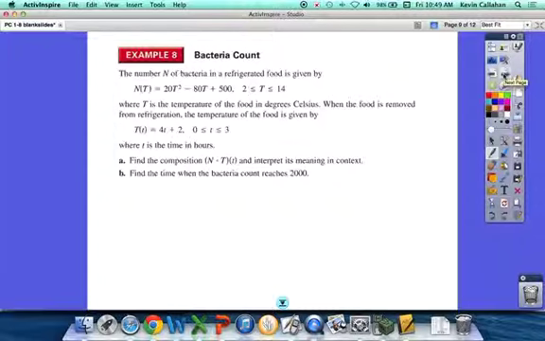Last problem. This is the example 8. Right? So obviously it's going to be about compositions of functions. The number n of bacteria in refrigerated food is given by this equation. Capital N of capital T equals, and it's a quadratic. And at the end it says 2 is less than or equal to T is less than or equal to 14. What does that represent?